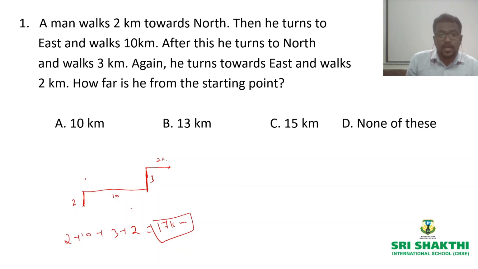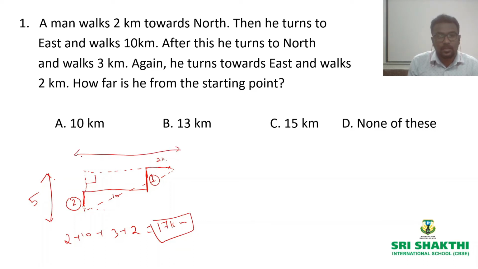We can make this into a right angle triangle. So I am drawing this triangle over here, and we can assume this direction as 2 plus 3, that is 5 kilometers, and this base direction as 10 plus 2, 12 kilometers. So now we can apply the Pythagoras theorem logic.